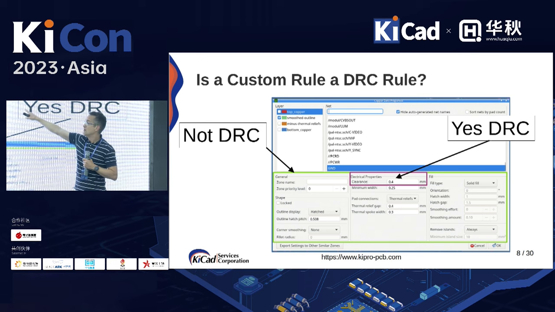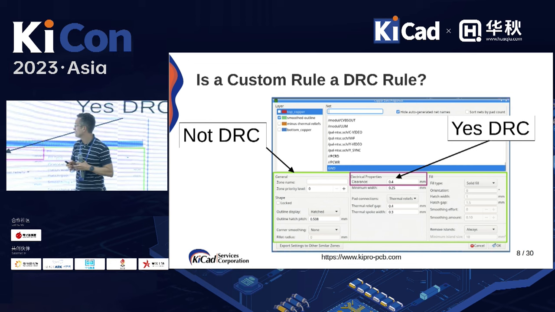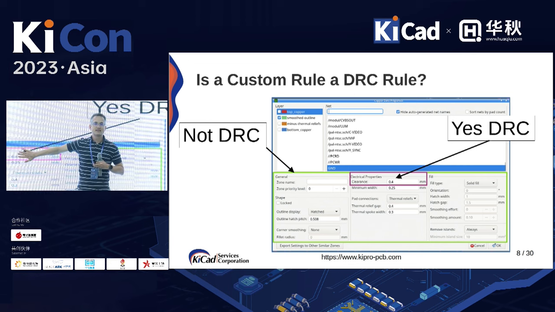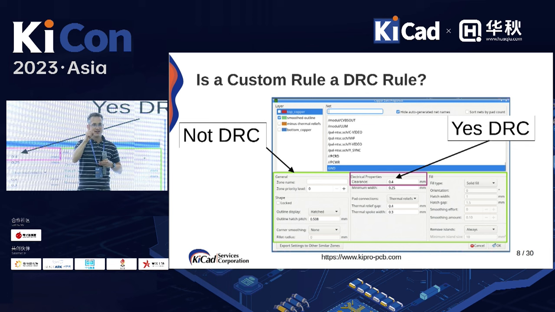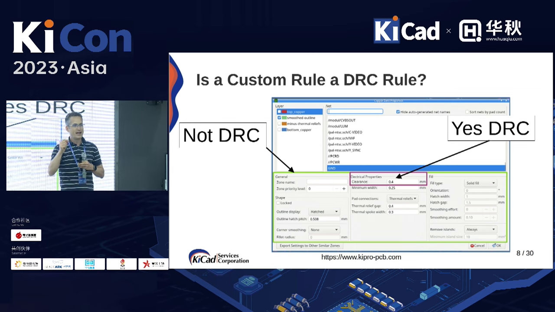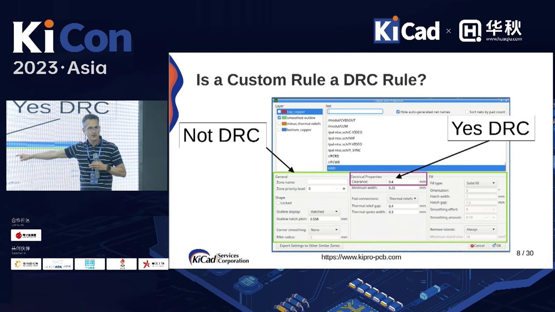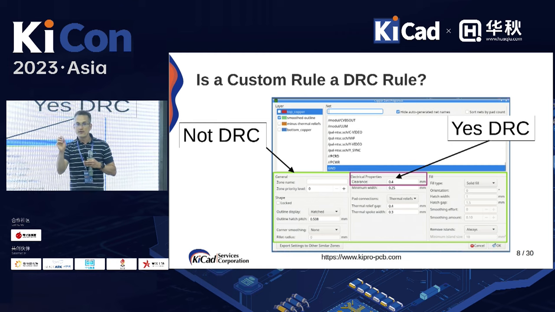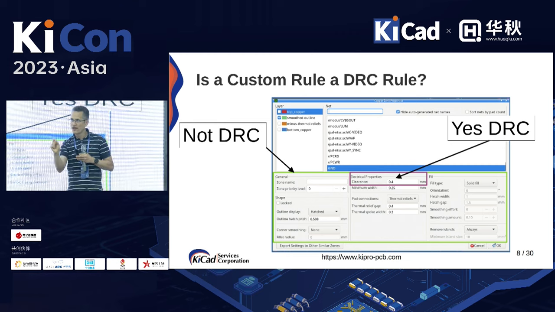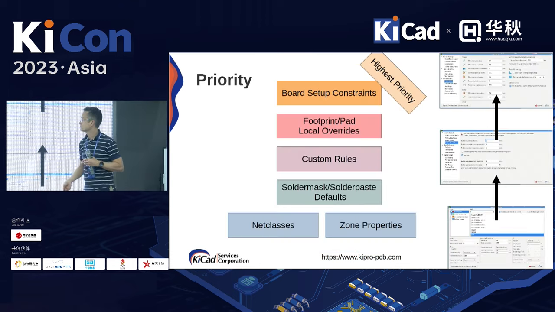This is your zone fill properties dialogue. The entire thing is not DRC, except any rule that affects your clearance. Yes, DRC. Yes, you will get an error. If you make a custom rule that changes the electrical clearance properties, you will get a DRC error if you go too close, even on the zone fills.